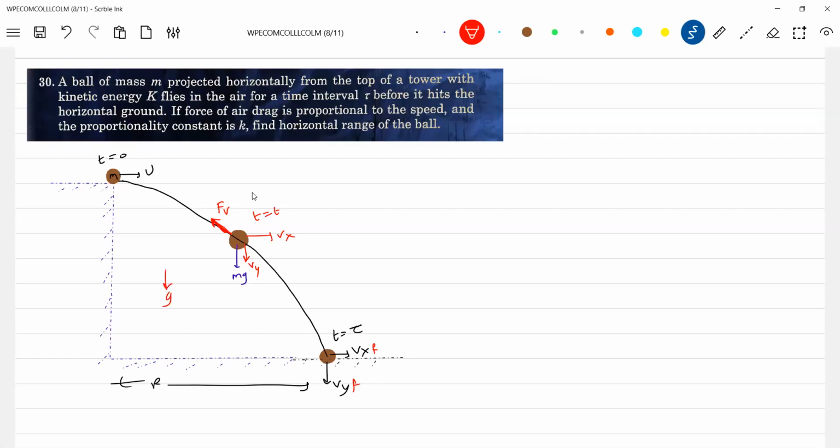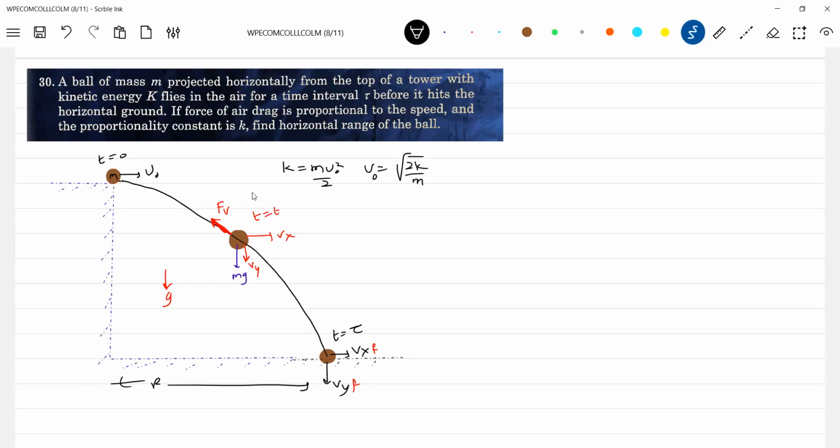What was the initial kinetic energy? It was given for us, K. So therefore K is (1/2)mu squared, so u equals the square root of 2K by m. Wherever needed, that is the initial velocity with which it was projected. Let's get into the problem.